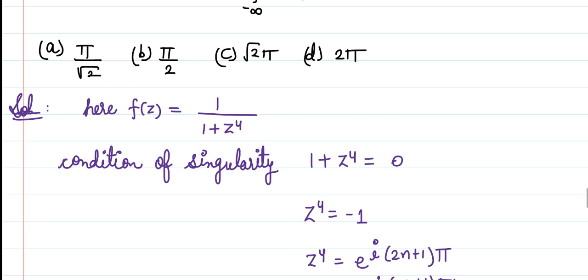Next you have to apply the condition of singularity. Why are we going to apply this condition? We just want to find the poles for this particular integration. So to find poles and singularities, we have to apply the condition of singularity. And what is the condition of singularity? You have to put the denominator as 0 and then find the value of the corresponding z.